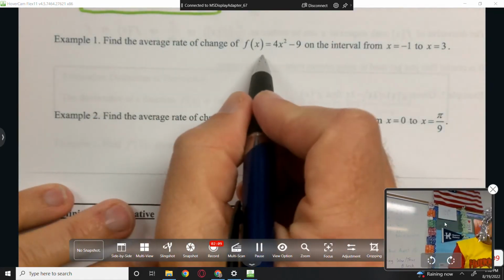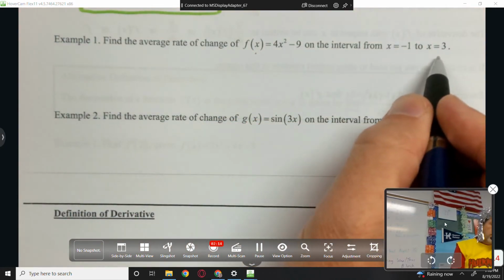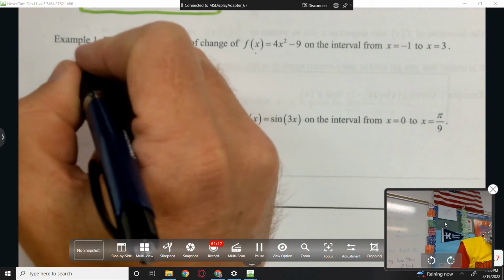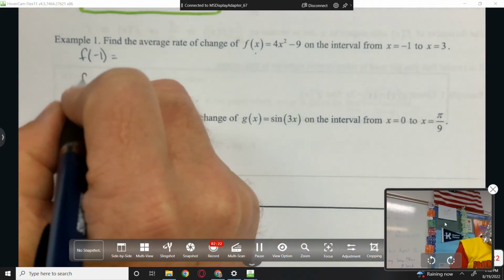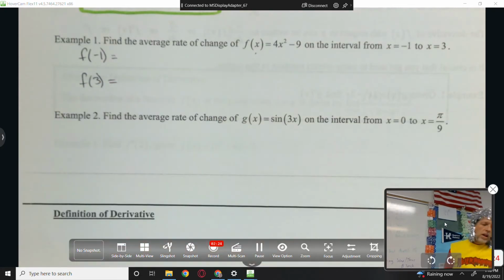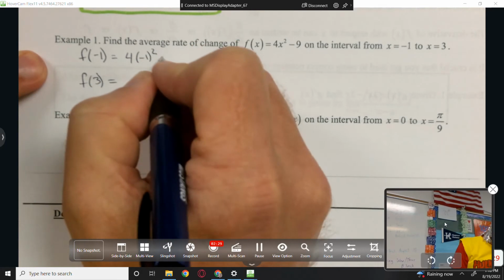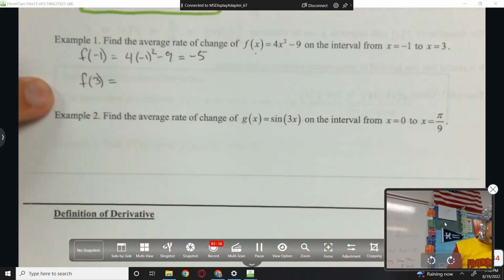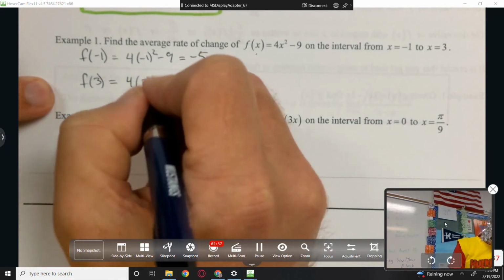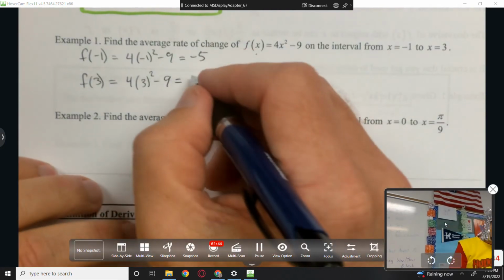So let's find the average rate of change of f of x equals 4x squared minus 9 from negative 1 to 3. So I got my x values. Let's find f of x. So f of negative 1 and f of 3. If I plug in negative 1, 4 minus 9 is negative 5. F of 3. 9 times 4 is 36. 36 minus 9 is 27.